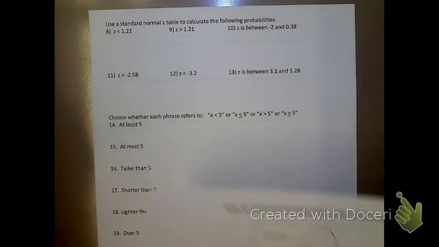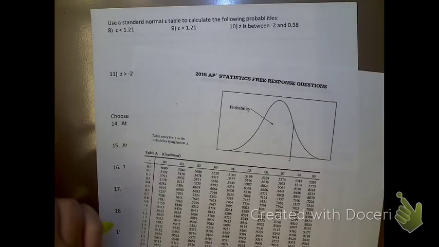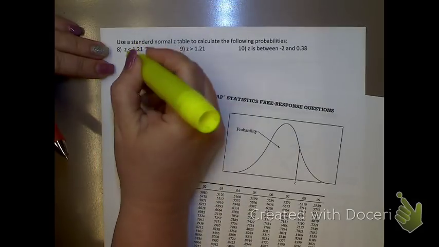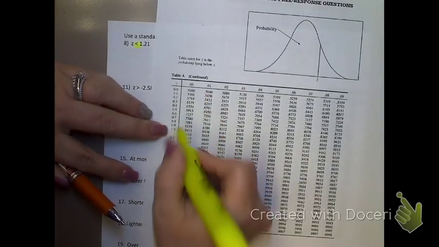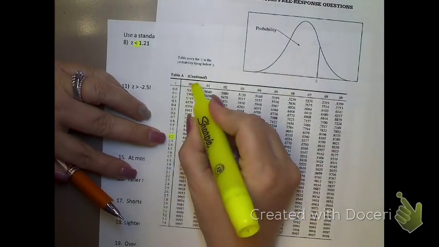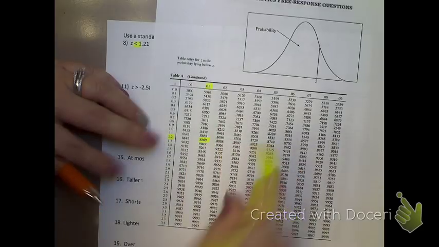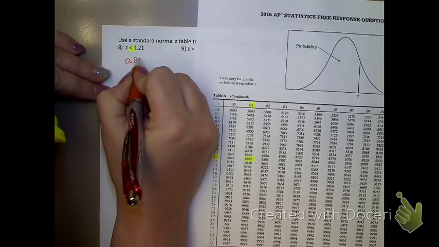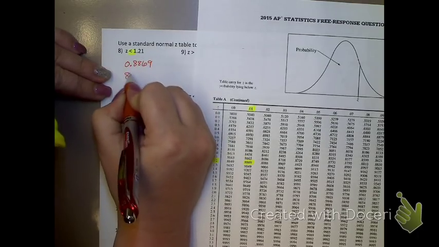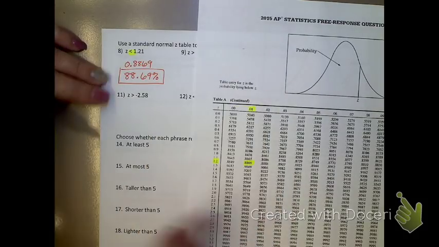So I'm actually going to highlight some things just so that you can see where I'm looking. So using a standard normal table, z is less than positive 1.21. So less than means I'm using the exact percentage I get off the table. So now I have to find 1.21. Here's 1.2, and this would be 1.20, and this would be 1.21. So I find where those meet up, and I get 88.69%. You could either write 0.8869, or my preference is actually 88.69%. Okay, that's my result right there.